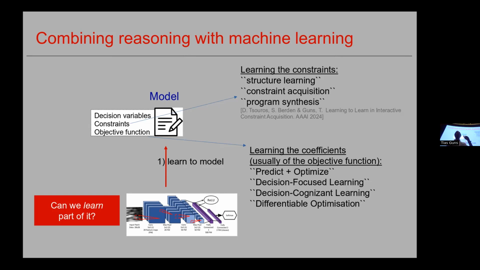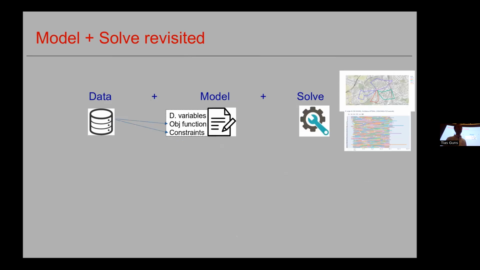I will give you an overview of work in this bottom category. But before we go there, let's revisit the model plus solve paradigm a bit. So this model, this objective function and these constraints, where does it actually come from? Or what is in there? And in many cases, part of that is data.